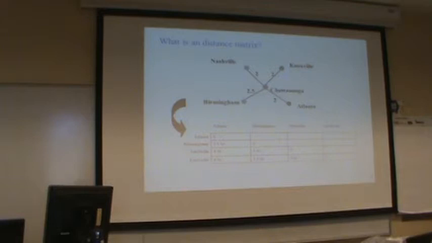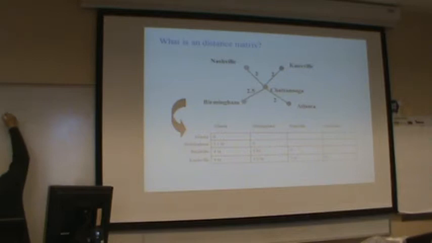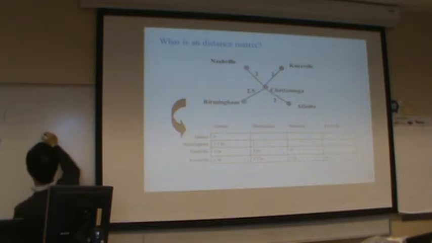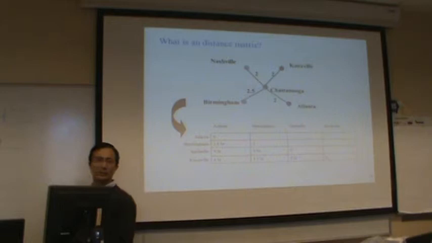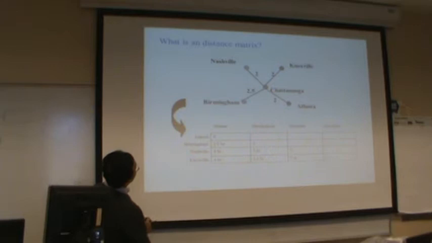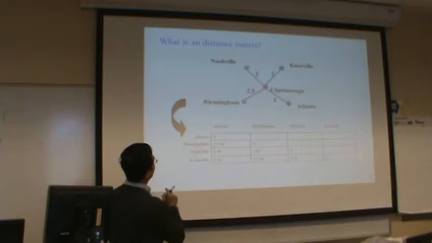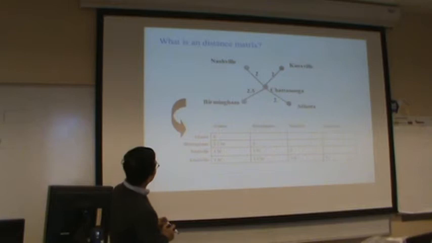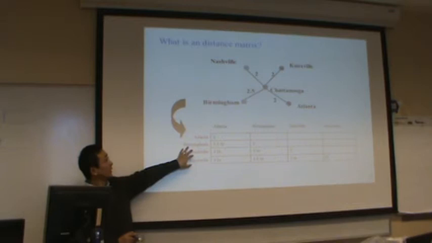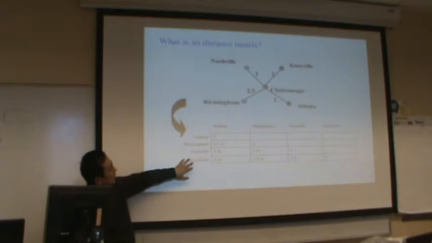Basically, you are going to have a tree like this, right? And which city are we going to put where? I'm only talking about the four cities at the edge, not Chattanooga: Atlanta, Knoxville, Nashville, Birmingham. How are you going to put them on this tree?